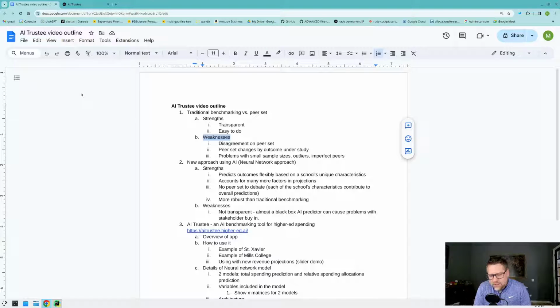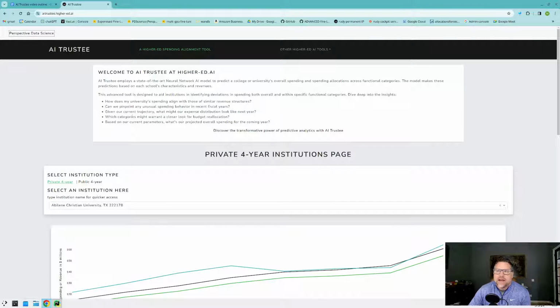Okay, so a little bit about how this works. I already have one of these working. I have an app called AI Trustee. So why did I call it that? Well, I think one of the most important things that trustees can do at a university is oversee how the money is spent, right? There's a couple of things that you need to watch.